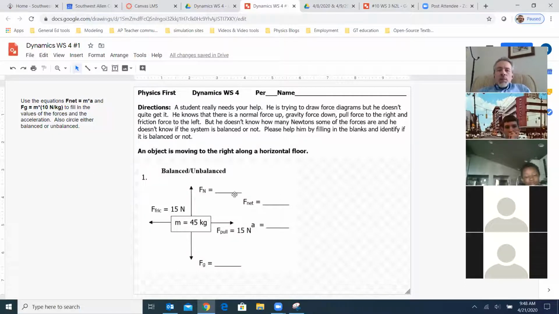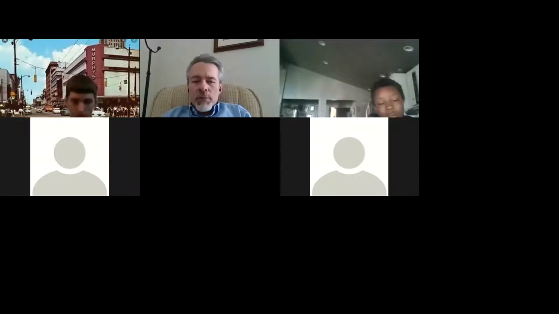So this is some object that's moving, let's say like a block moving along a table, and we're pulling it at a constant speed. So it's moving along the table, horizontal. Let me stop sharing and put you in your breakout rooms, and you go ahead and solve this problem.